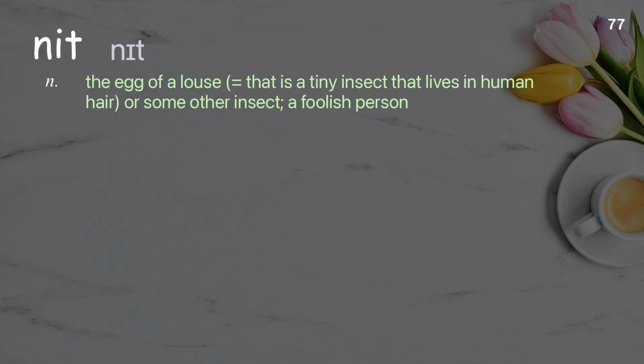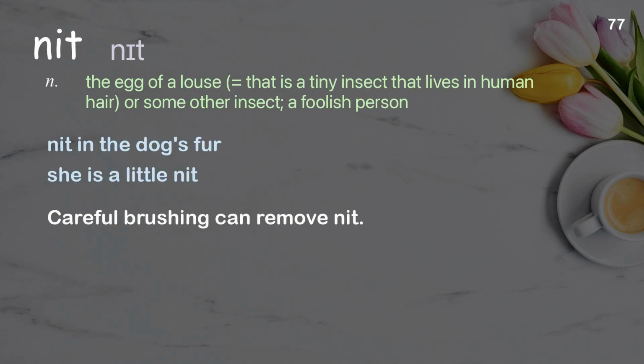Nit. The egg of a louse, that is a tiny insect that lives in human hair, or some other insect, a foolish person. Examples: Nit in a dog's fur. She is a little nit. Careful brushing can remove nits.